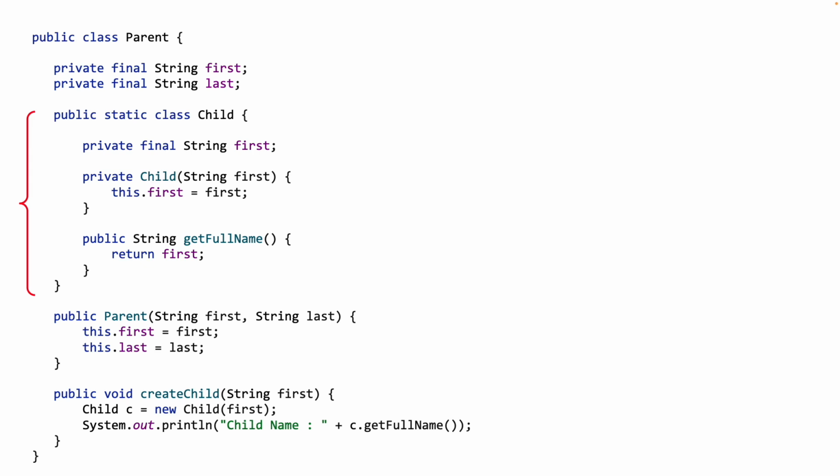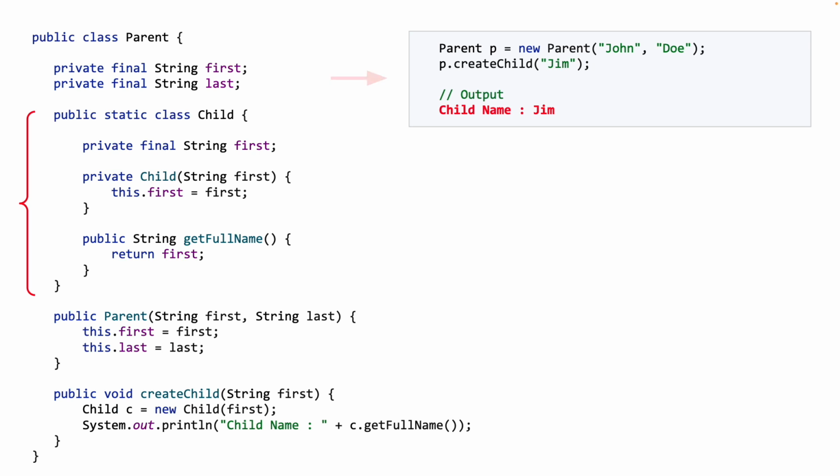But this static child class has no implicit access to the parent. In fact, that would not even make sense because the parent may not exist when we are creating this child class. Now, how do we use this parent class? We just create a parent object and then call the method to create a child. You can see the output of what you see as Jim. That's an expected output.